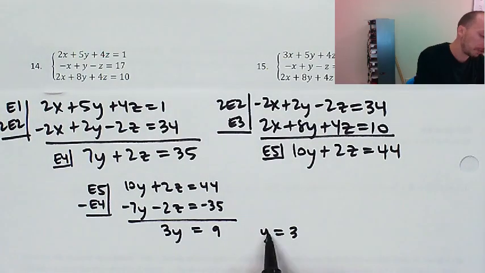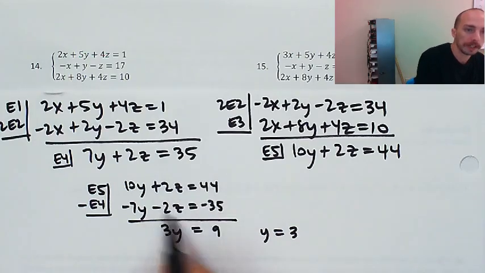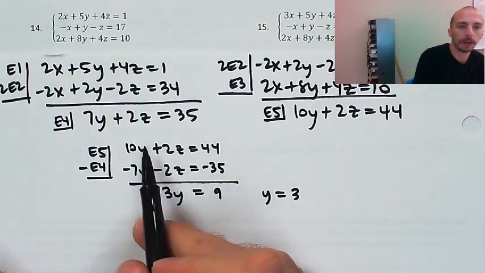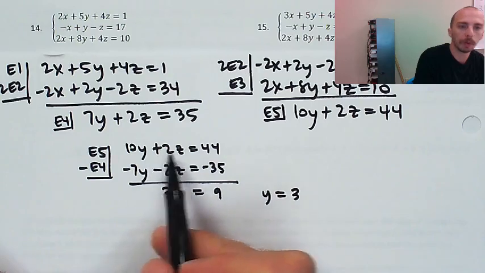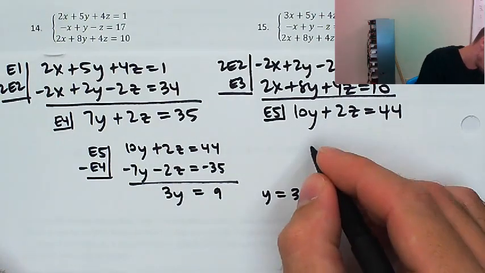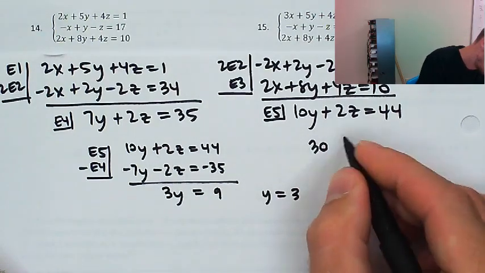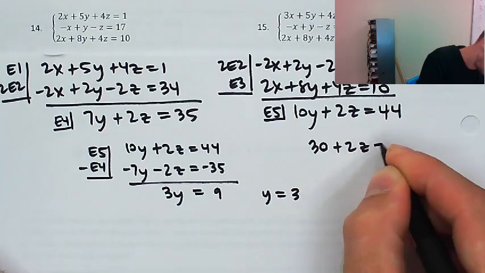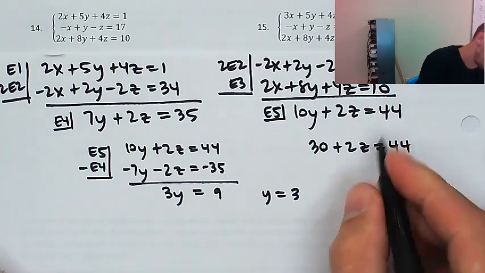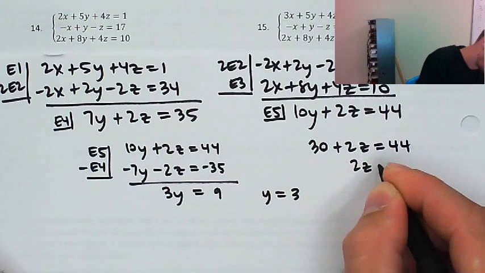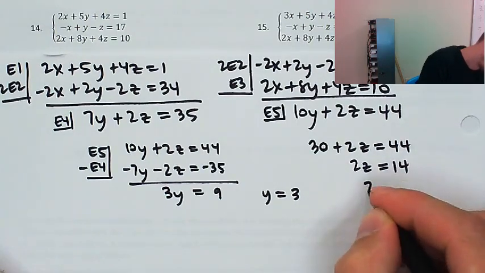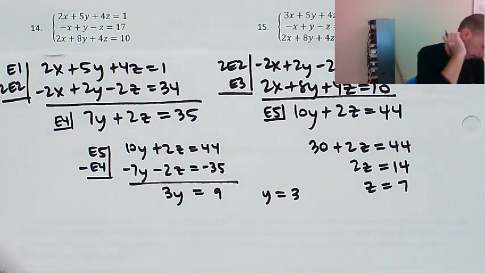Then I'm going to go back to my 2 by 2 system right here and get the value of z. Okay, I'll do 10y plus 2z equals 44. 10y is going to be 30 plus 2z equals 44. So I subtract 30 from both sides. And I get 2z equals 14, and z is going to equal 7.